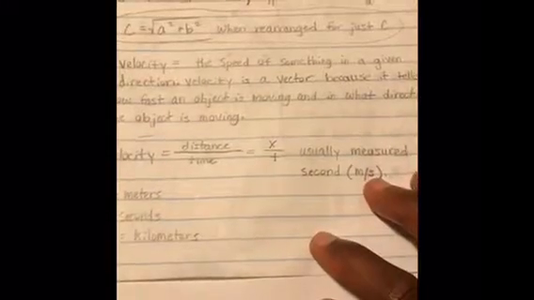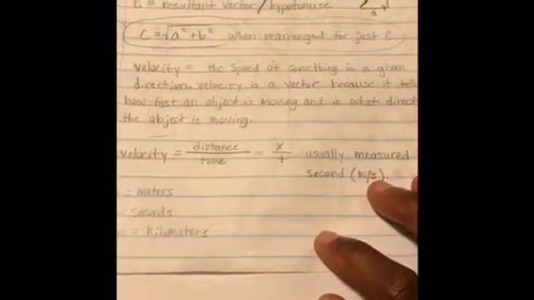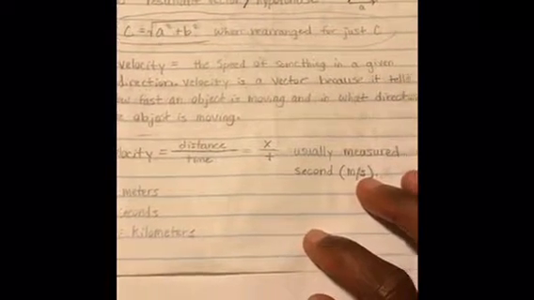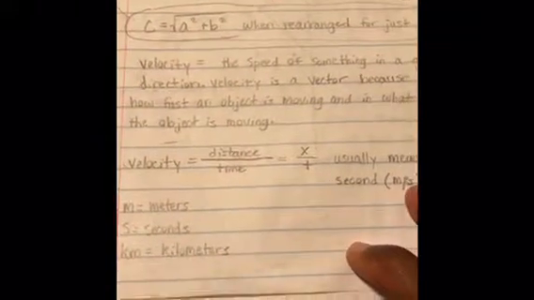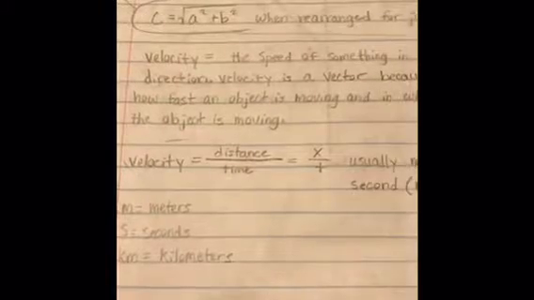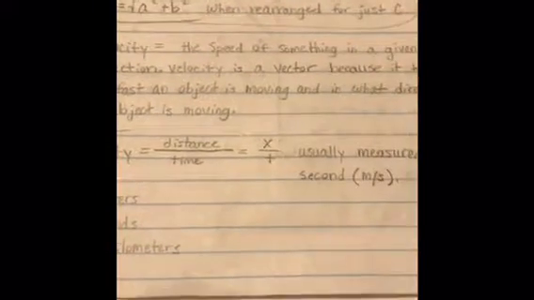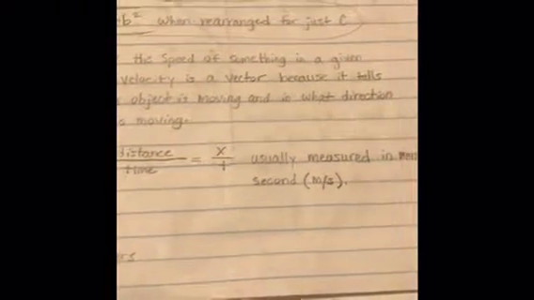Velocity is defined as the speed of something in a given direction. Velocity is a vector because it tells how fast an object is moving and in what direction the object is moving. The formula for velocity is distance over time, or x divided by t, usually measured in meters per second.